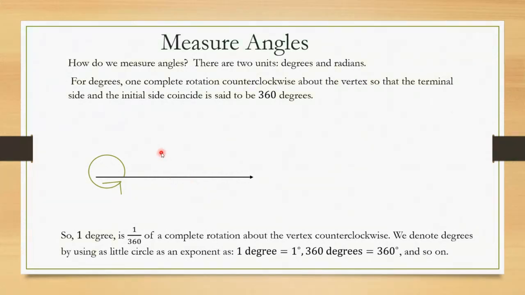So again, you're rotating the initial side, rotating completely all the way around about the vertex, counterclockwise, doing one complete rotation. By definition, the angle is said to be 360 degrees. In other words, we have formed a 360-degree angle. And then 1 degree is 1 over 360 of this complete rotation.